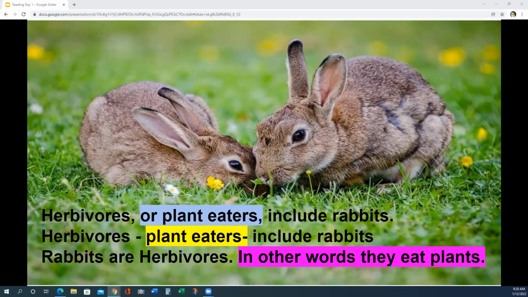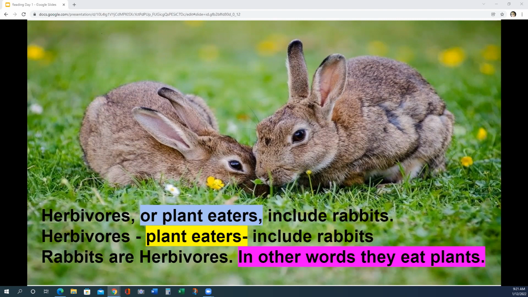Another way to look for clues is to pay attention to the punctuation used. Let's take a look at these statements. The definitions may be separated by commas in the sentence, it may be dashes, or by adding another sentence. So if we look at these statements, like herbivores, comma, or plant eaters, comma, include rabbits. When they separate it out with those commas, they're giving us the definition in between there. So herbivores, or plant eaters, they're giving you the definition of herbivore.